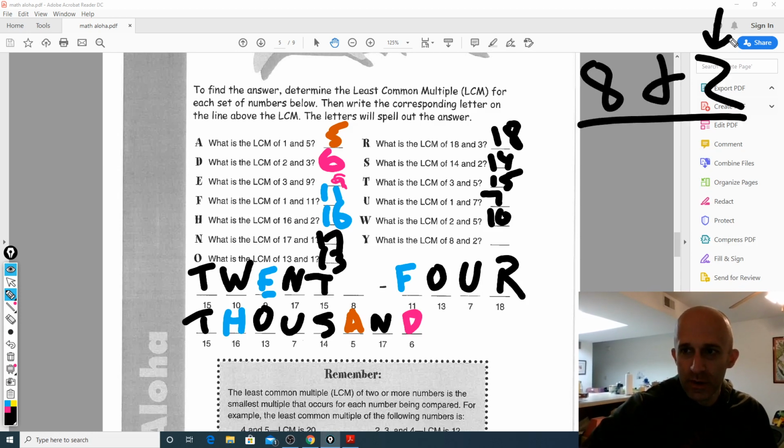Can the number 2 be divided evenly into 8? The answer is yes. 8 divided by 2 is 4. So your least common multiple of 8 and 2 is 8.